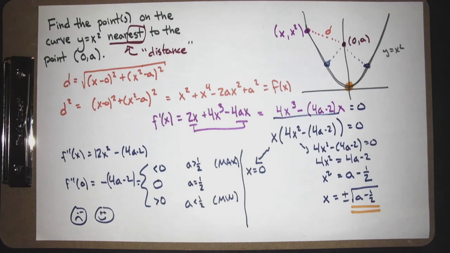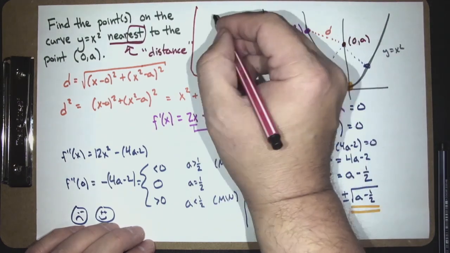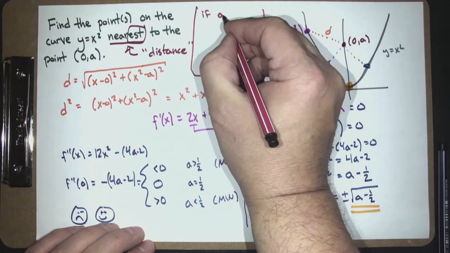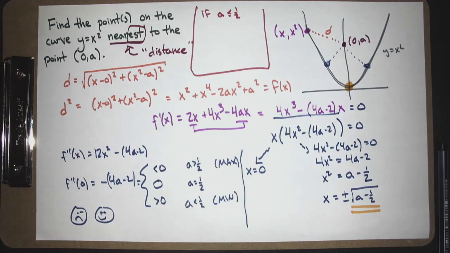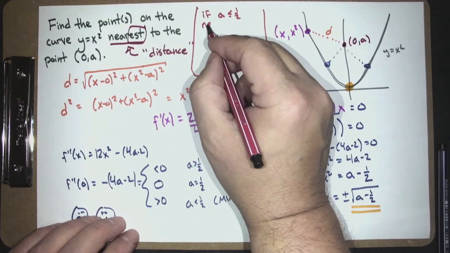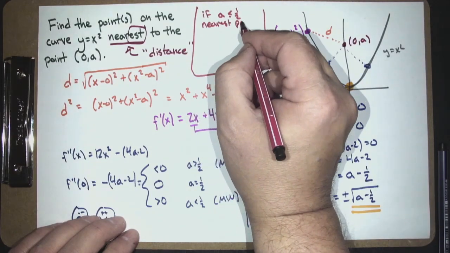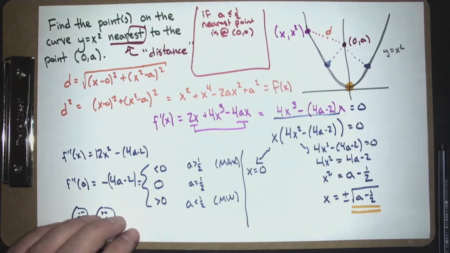So what's the unraveling here? What's the punchline? Because there is a punchline here. So if a is less than or equal to a half, so in other words, a is kind of small, then the nearest point is at the origin.